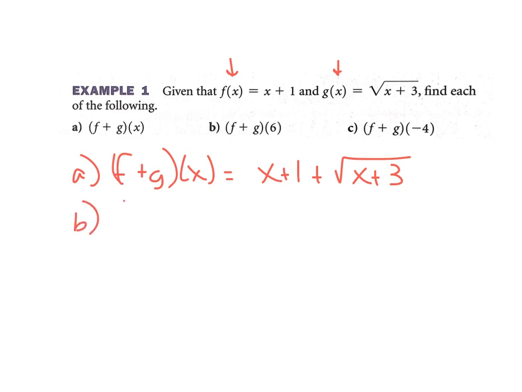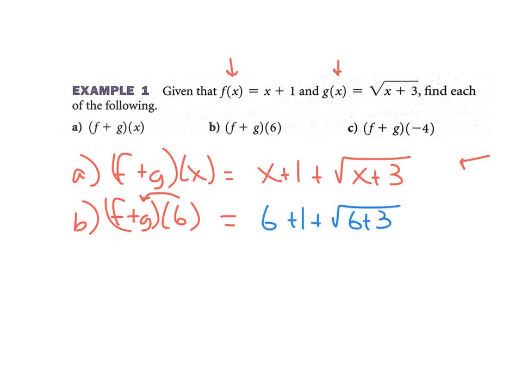Now, part B says to do f plus g of 6, which means you're going to take 6 and plug it into f plus g, which is what we got in part A. So I'm going to plug 6 in, and where I see x it will be 6 plus 1 plus the square root of 6 plus 3. Now, 6 plus 1 is 7, and the square root of 9 is 3. 7 plus 3 would be 10. You can look at that if you need to real quick.